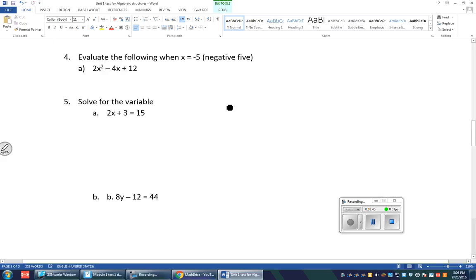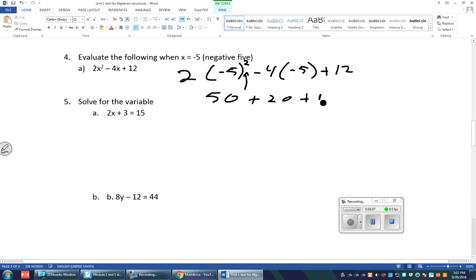Evaluate the following when x equals -5. The only difference here is that I want to make sure that you know -5 squared. Can you use your calculator? -5 squared is positive 25. So notice I'm putting everything in parentheses, and that way I won't make the mistake if you actually type that into your calculator. That is 50 plus 20 plus 12 is 82.